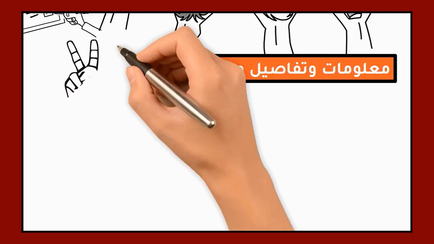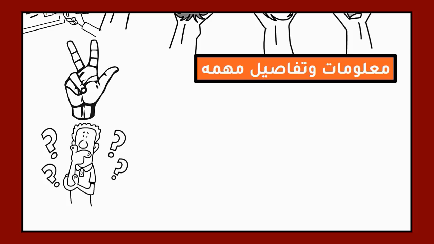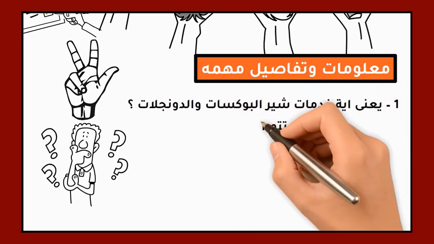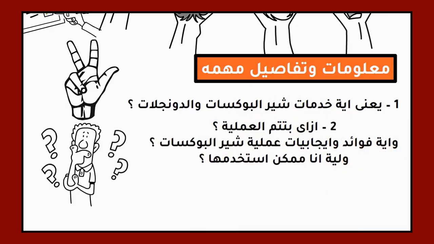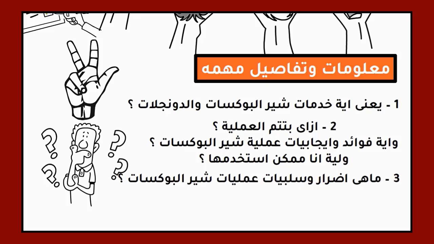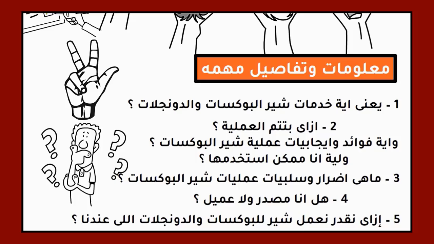For ease of understanding the topic, I chose the most important questions that you can ask yourself about the issue of sharing boxes. First, what is the meaning of sharing boxes and dongles? Second, how is the process done and what are the benefits and positives of the process? Third, why can I use the process of sharing boxes? What are the damages and negatives of sharing operations? Am I a source or a customer? And we will know what I mean during the video. And the last question: how can we do sharing work for the products that we have?